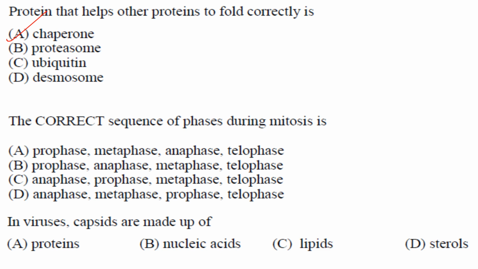The correct sequence of phases during mitosis. Prophase, metaphase, anaphase, telophase. A itself is the correct answer. In viruses, capsids are made up of, so capsids in viruses are made of proteins. Answer is option A.